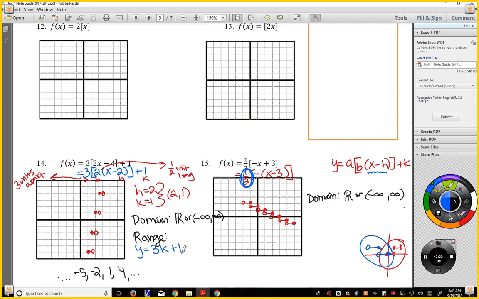And 1 we just picked because it's one of these numbers. We could have picked 4, -2, -5. We could have picked 7 or -8 because those would also be on the list. Okay. And then we have to make one little note.